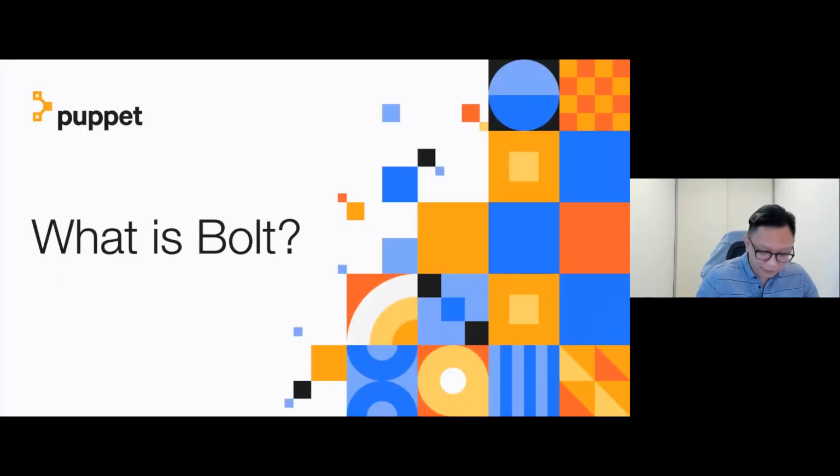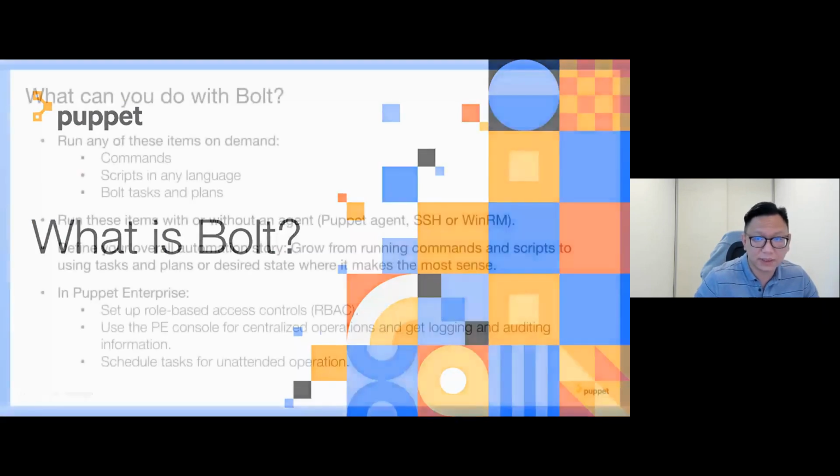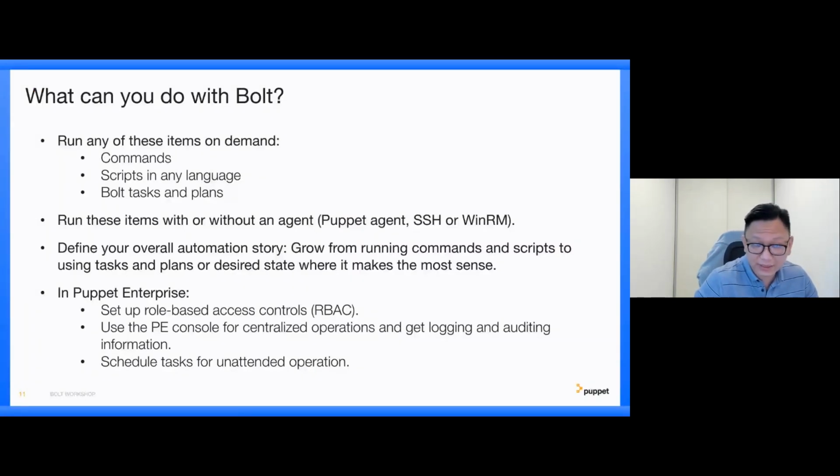Next, moving on, why Bolt? As I mentioned earlier, it is our agentless automation tool. You can run any of these items on demand, for example commands like your bash commands and PowerShell commands, or it can also run scripts in any kind of language, as long as your nodes have the compilers. For example, if you have Java or Golang scripts, you can run those using Bolt as well. And lastly, we're gonna talk about what Bolt tasks and plans are. Tasks are actually scripts with a bit of metadata, and plans are a sequence of tasks that you run in a workflow kind of format.